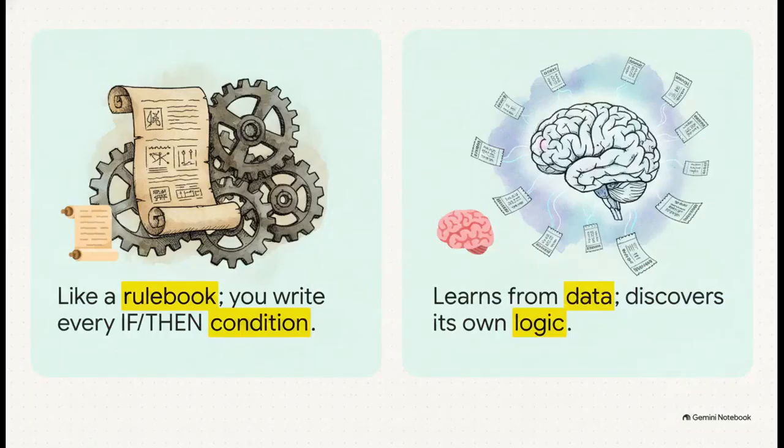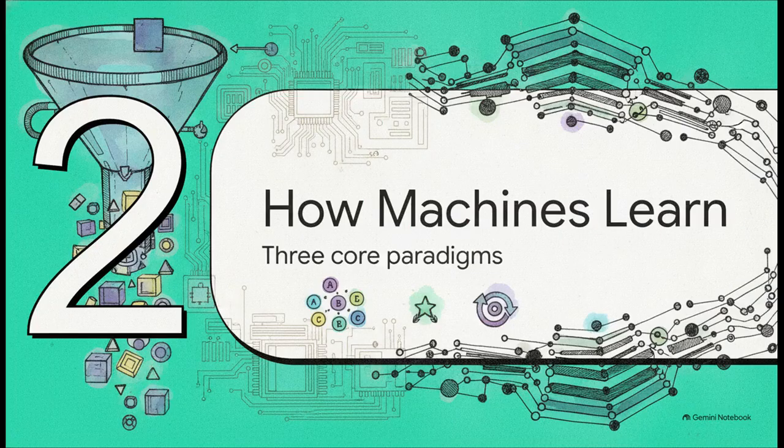And here is the fundamental shift. Traditional software is basically a strict rule book, right? You literally have to write every single if and then condition. But machine learning? It's more like a junior employee discovering logic from data. It reads thousands of past support tickets to figure out the patterns, all by itself, without you writing a single explicit rule.